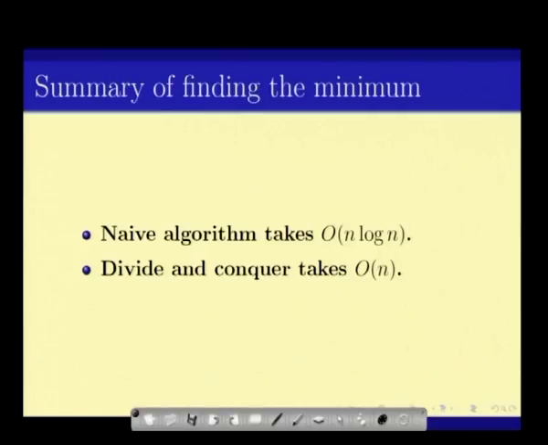So, thus we have that while a naive algorithm for solving the minimum takes order n log n steps, a divide and conquer approach will take order n steps. A natural question to ask is whether one can use this approach to get, say, the fifth smallest element in this set S. That is a very interesting question, and we will answer that only in the next lecture. We will take a short break now. When we come back, we will look at another simple algorithm which will use divide and conquer.